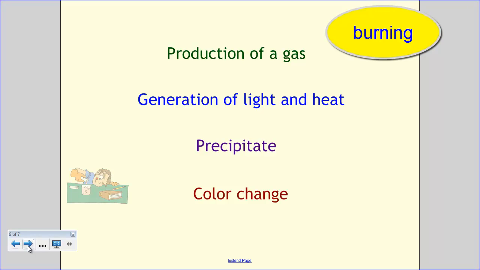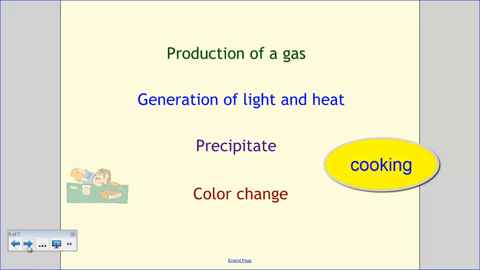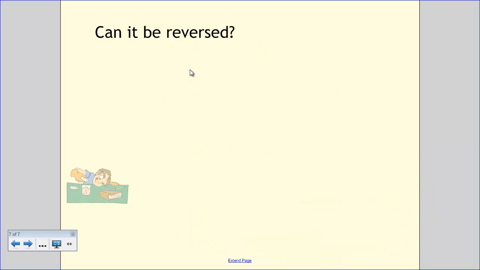So some words to look out for chemical changes: if something is burning, if we say that something is rusting, those indicate that they're changing chemical compositions. Cooking is another thing. You're denaturing the proteins. They're not the same thing anymore. And then, of course, if you see the word reacting, that is most definitely a chemical change.